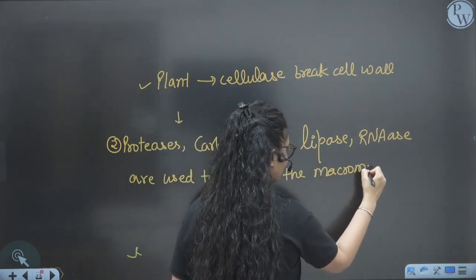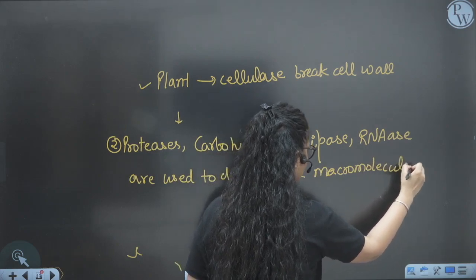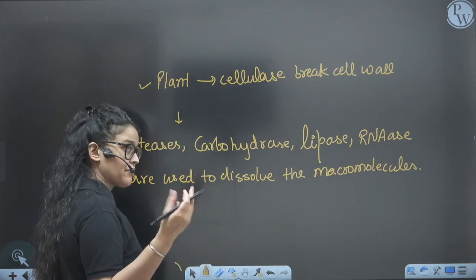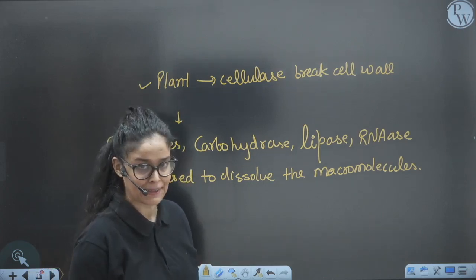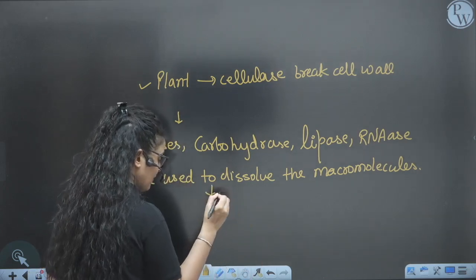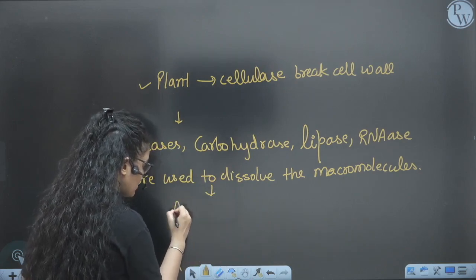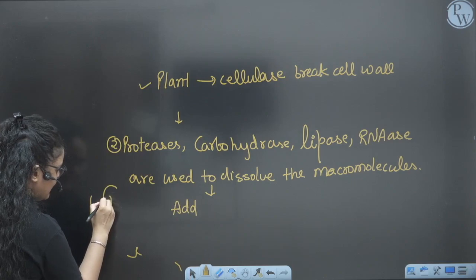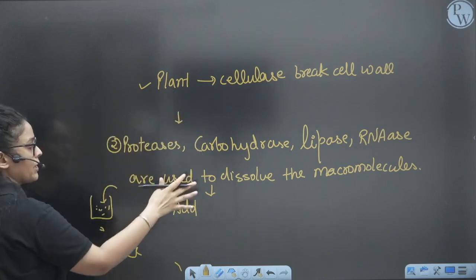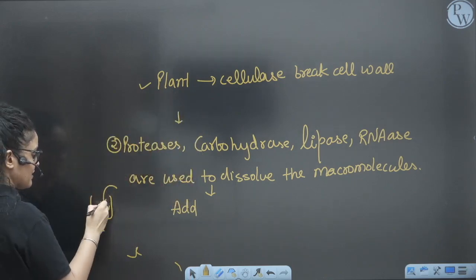So when we have broken down everything, what is left? DNA only, because we have not used any enzyme to degrade the DNA. So finally, we will get the DNA, right? So how to separate the DNA? We will add chilled ethanol in the system in which all these enzymes are working.